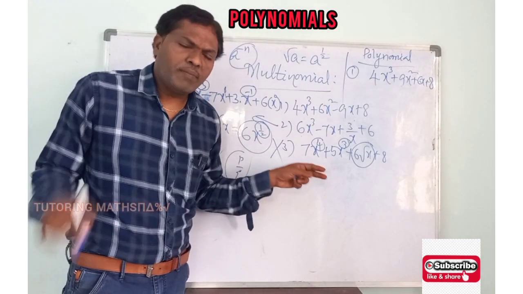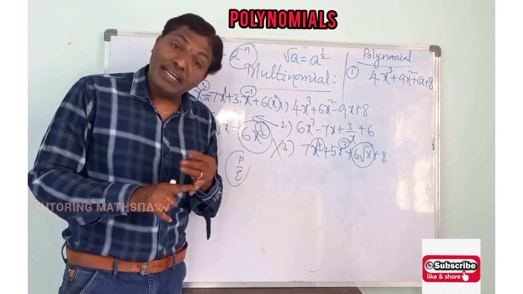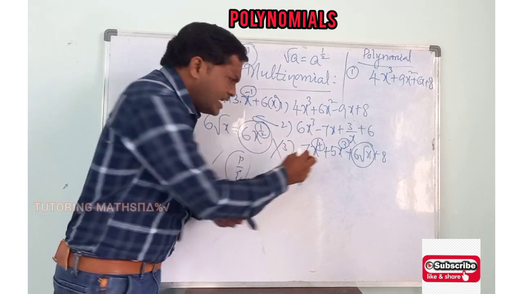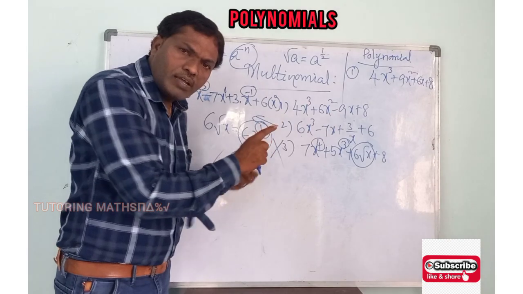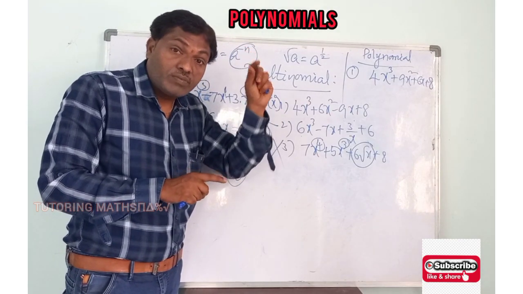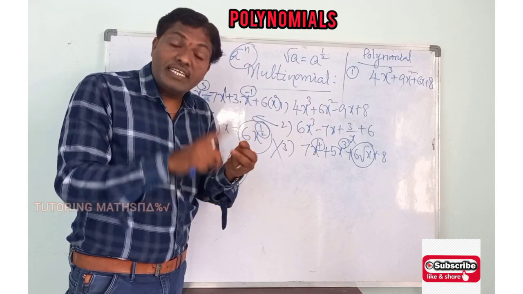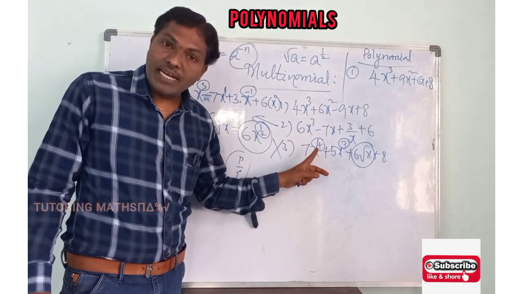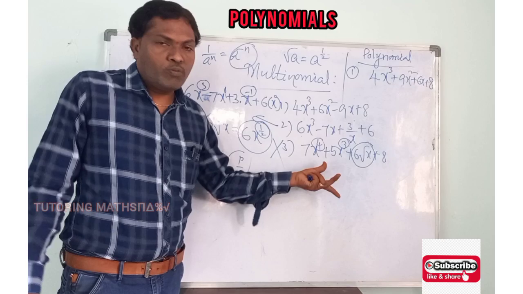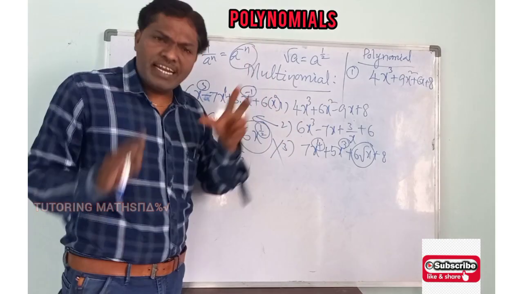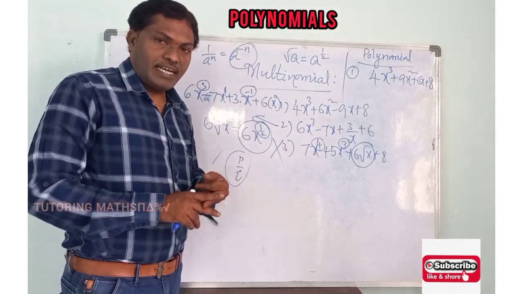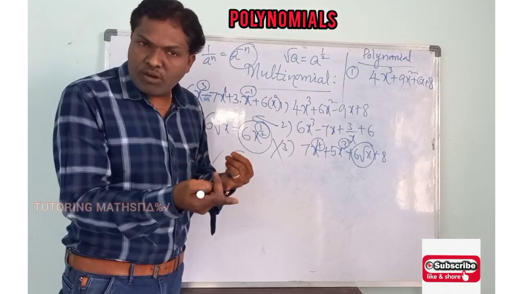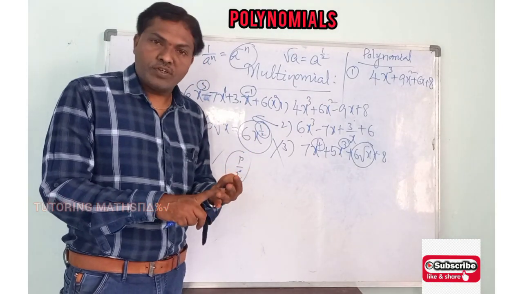So the main difference you try to understand, my dear students. Observe the polynomial and observe each literal term variable and check their exponents. If the exponent is negative or a rational number, then it never be a polynomial. It would be a multinomial. This is the main difference you try to understand. Okay, this is the concept of the difference between multinomial and polynomial. Okay, thank you.